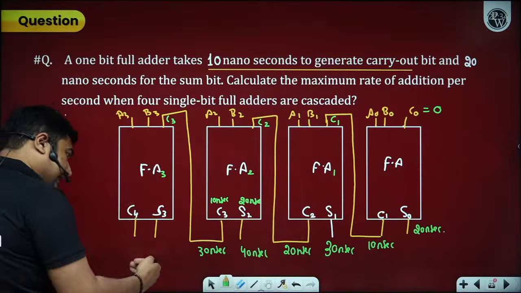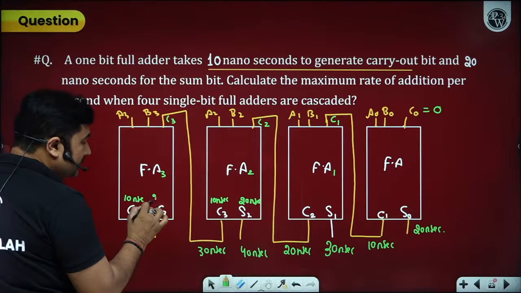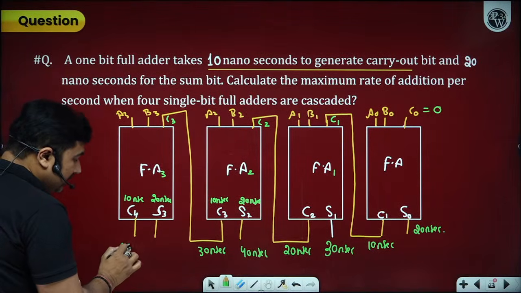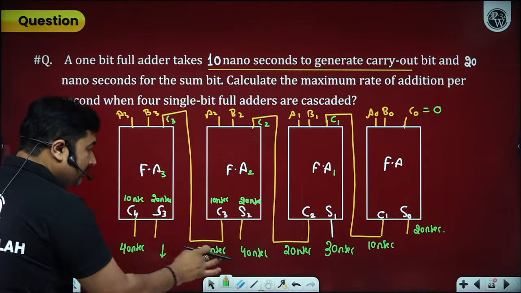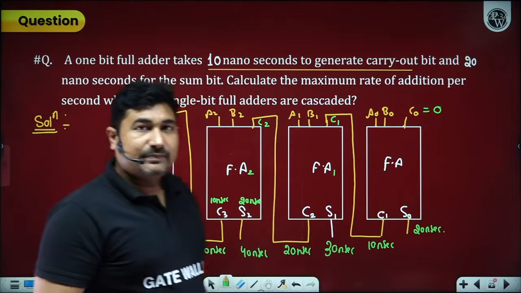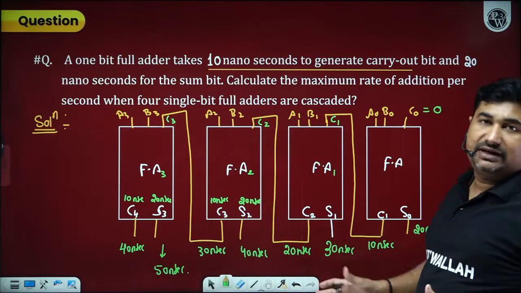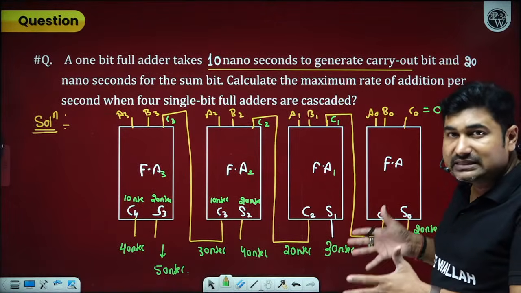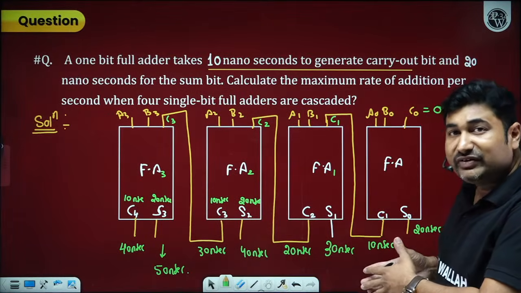It would again take 10 nanoseconds to generate the carry bit and 20 nanoseconds to generate the sum out bit. So C4 will be generated in 40 nanoseconds, but S3 will be available at 30 plus 20, 50 nanoseconds. This means one addition is performed when all the sum bits and carry bits are available. What is the minimum time delay required for this adder to perform an addition? One addition will be performed in 50 nanoseconds.